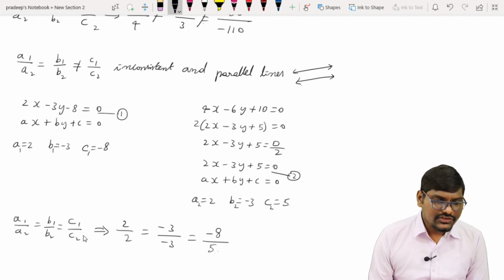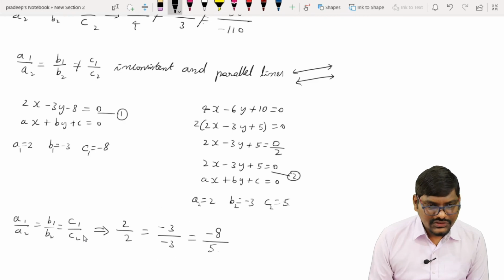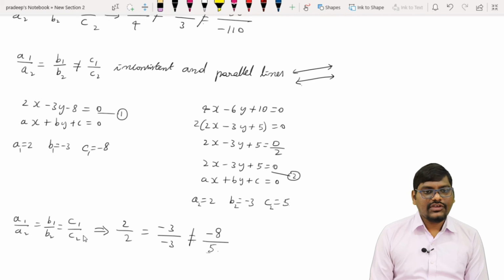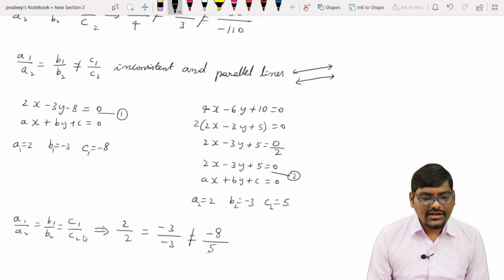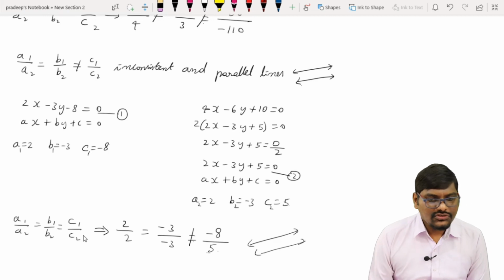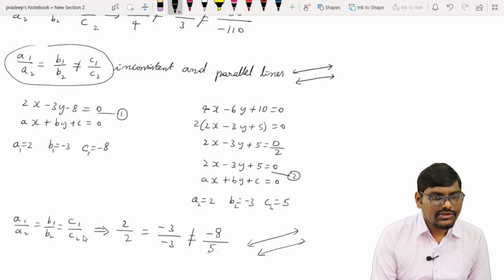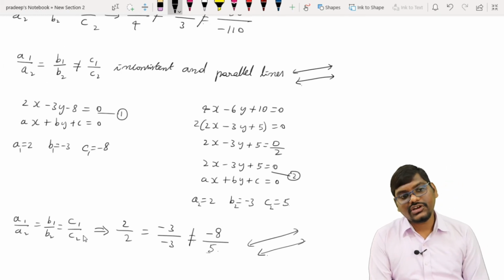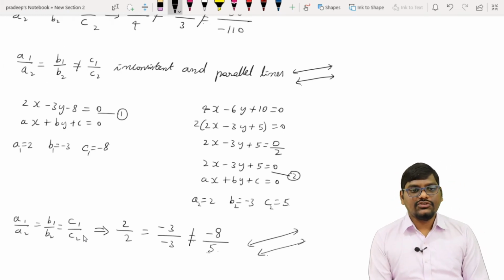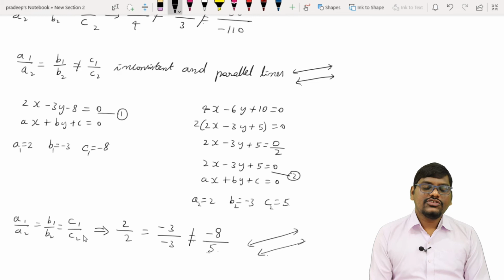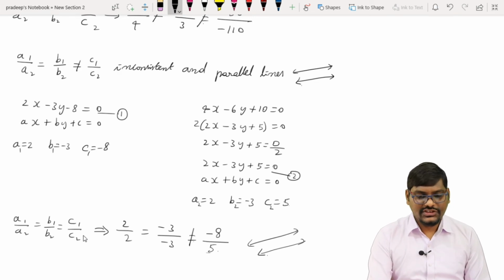Got it? See, this one is equal to the other, but this one is not equal. Because of this sort of equation, we will say they are parallel lines. Already I told you the concept of this, that is a1 by a2 is equal to b1 by b2, where b1 by b2 is not equal to c1 by c2. So this sort of form we will say is inconsistent, and also they are parallel lines. So this is the second thing which you are going to see in this chapter.